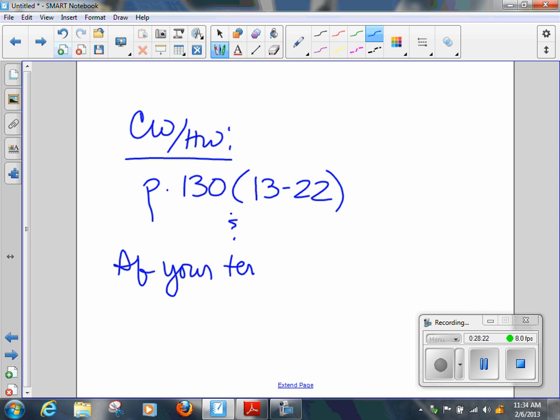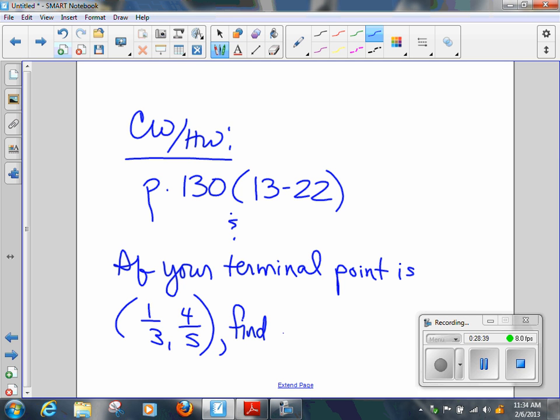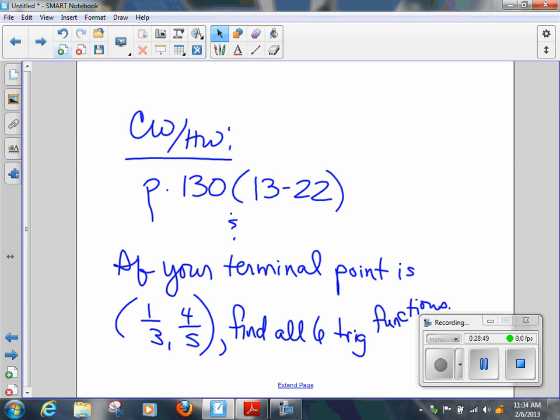If your terminal point is 1/3, 4/5, find all 6 trig functions. Never fear. You're welcome. Piece of cake. This is easy. Don't make this difficult just because these are weird numbers we haven't seen before, it doesn't matter. Okay? You got this. Use your time wisely.